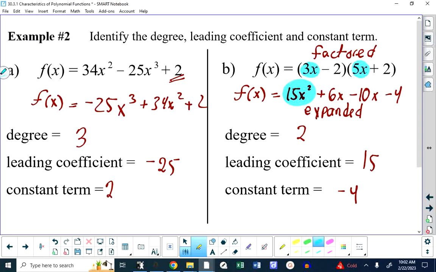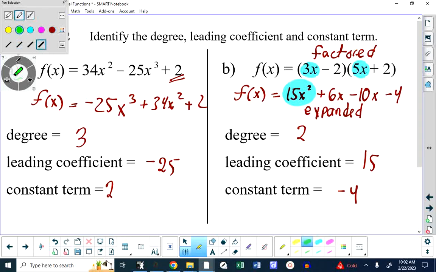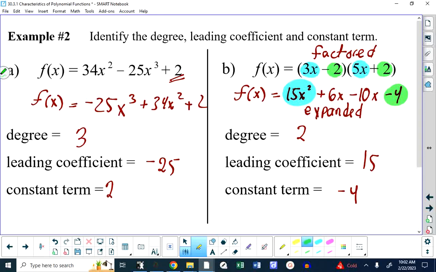So what is the highest degree term in 3x minus 2? 3x. What is the highest degree term in 5x plus 2? 5x. Which means the highest possible product you could get is the product of those two highest degree terms. On the other hand, the constant term in the expanded form has to be the product of the constant terms in the factored form. And it doesn't matter how many factors there are, that's going to be true.